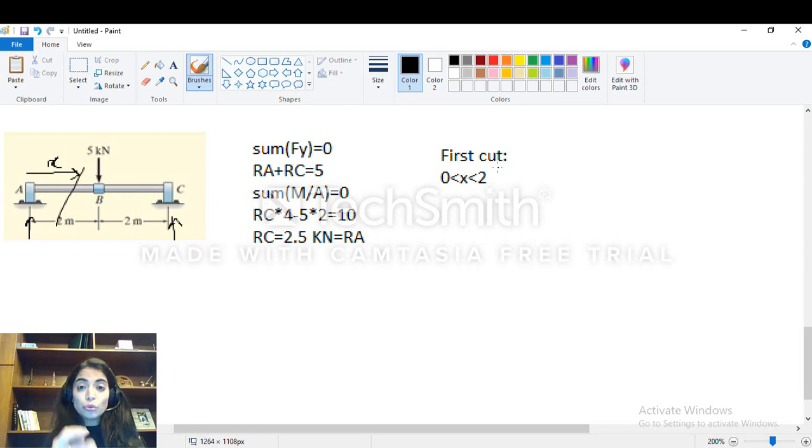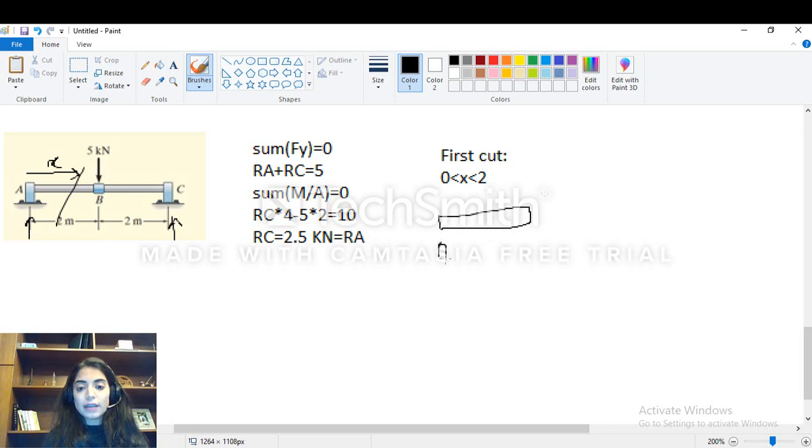And then, guys, I should now draw one of the two parts of this cut. So I have one left part and one right part. The left part is from A till X, and the right part is from the point X till the point C. Of course here it is much easier to deal with the left part because I don't have any other force than the reaction at A. So I can, guys, take the left part and do my calculation. So I will draw here my left part.